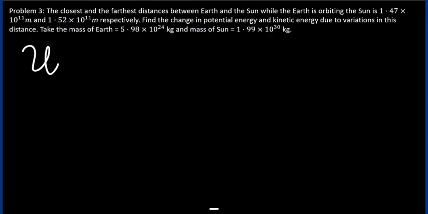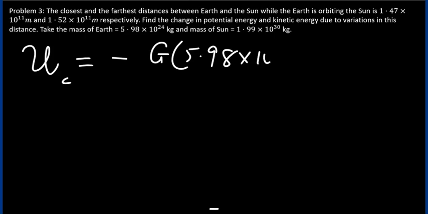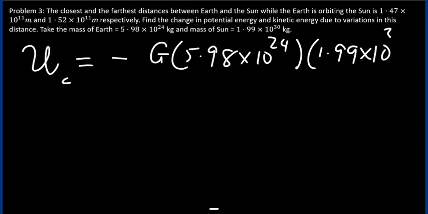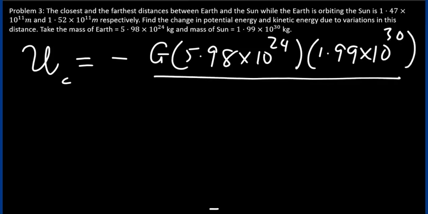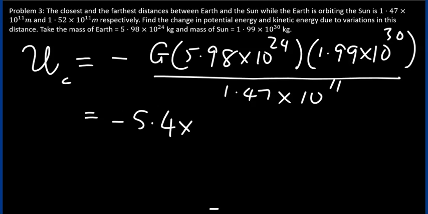So to compute the gravitational potential energy of the Earth-Sun system when the Earth is closest to the Sun, one needs to compute the following expression. So minus G, the product of the two masses, mass of the Earth and the mass of the Sun, over the distance between them. So the closest distance is 1.47 times 10 to the power 11 meters. And that will give you minus 5.4 times 10 to the power 33 joules.